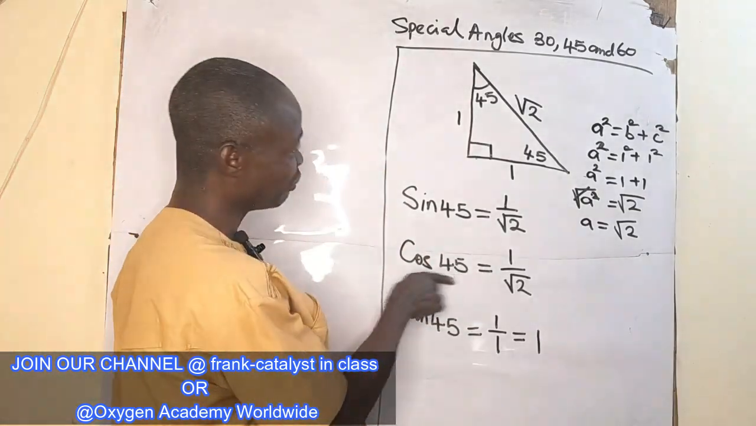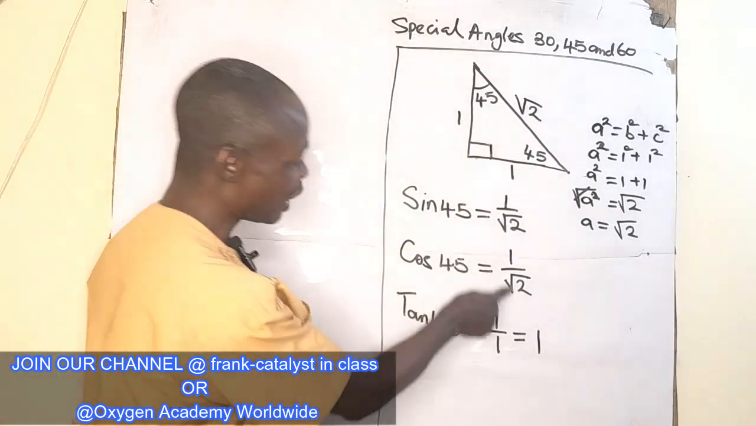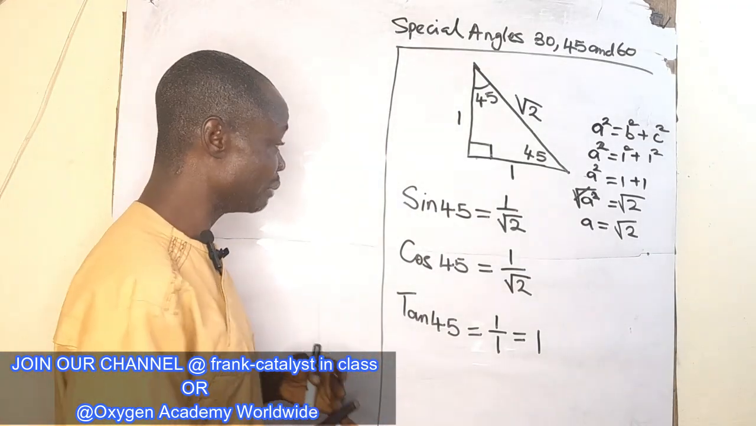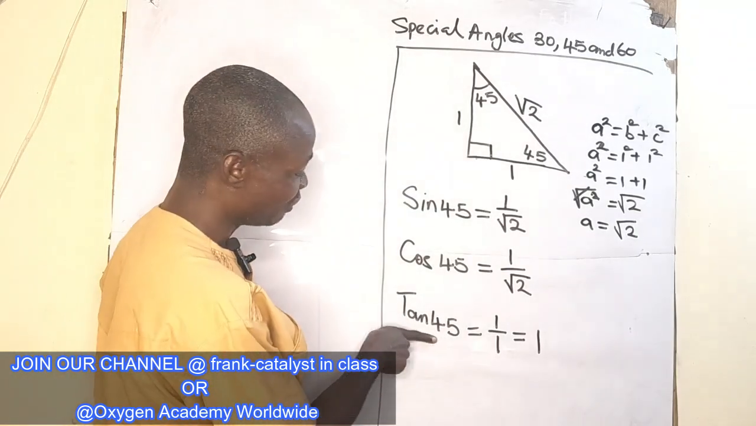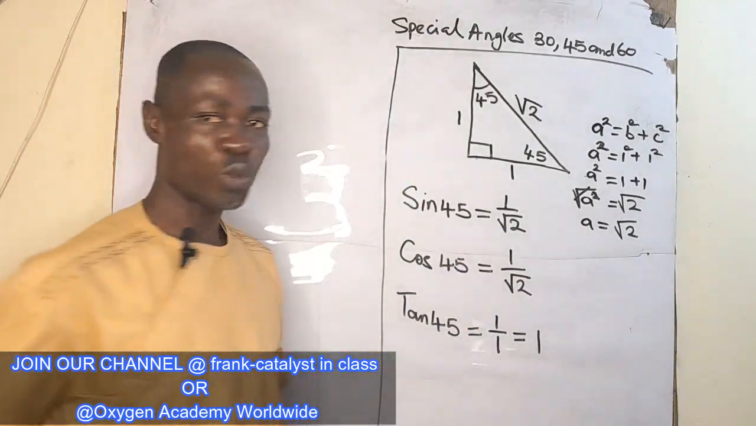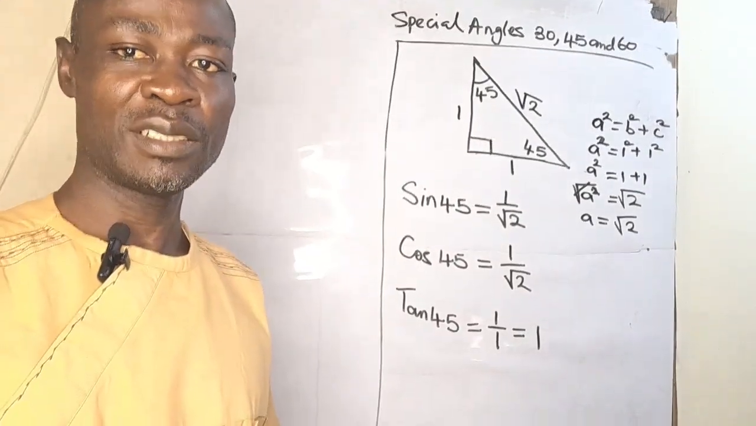And then what is cos 45? Cos 45 is adjacent over hypotenuse, and that's 1 over root 2. So it's the same thing. Sine 45 is the same thing as cos 45. Then tan 45 is opposite over adjacent, so 1 over 1, and that's 1. That is what we are going to be using in solving problems here.